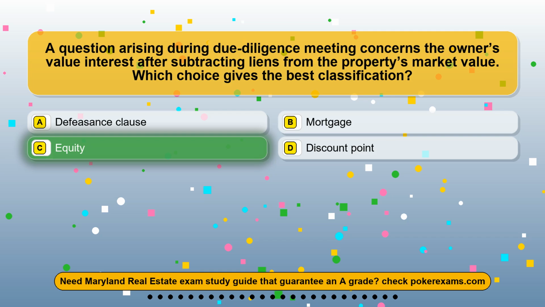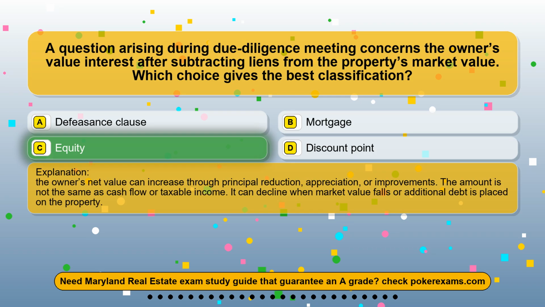The correct answer is option C, equity. The owner's net value can increase through principal reduction, appreciation, or improvements. The amount is not the same as cash flow or taxable income. It can decline when market value falls or additional debt is placed on the property.